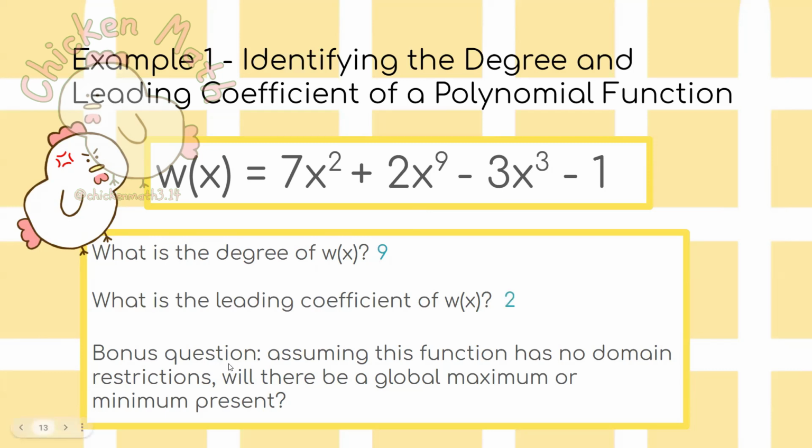And a little bonus of what we kind of briefly talked about earlier. If this function has no domain restrictions, meaning no endpoints, will there be a global maximum or minimum present? And the answer would be no, because our degree, again, our highest exponent, is odd. So that tells us there will be no global minimum or maximum if our domain was not restricted.